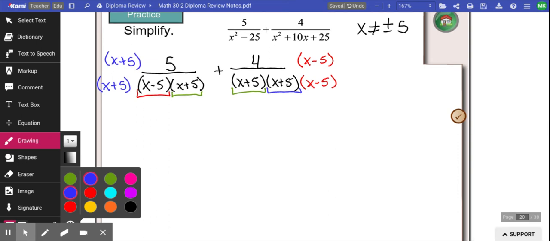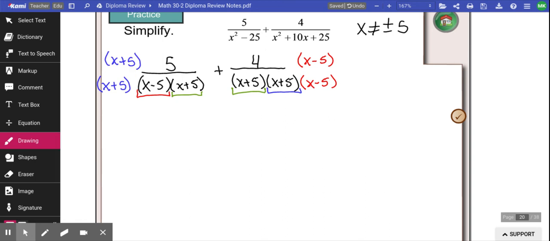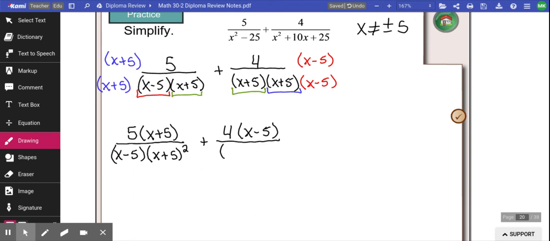I'm going to rewrite my work so that it's not so messy. I'll put the monomial in the front. So if I'm looking at that first fraction, I'm going to put the 5 out front and then x plus 5. The denominator, I'm going to write as x minus 5, but instead of writing x plus 5 twice, I'm going to go x plus 5 squared. Plus 4 times x minus 5. And in the denominator, I'm going to go x minus 5, x plus 5 squared. Awesome. I got a common denominator.